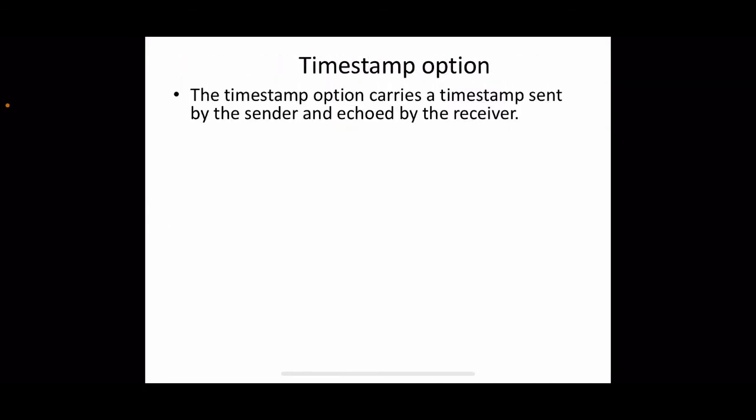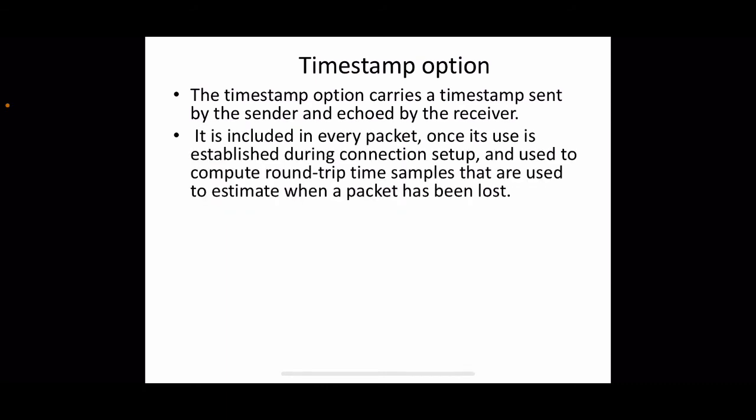Another option is the timestamp option. The timestamp option carries a timestamp sent by the sender and that can be echoed by the receiver. So why do we need such a timestamp option? It is included in every packet once its use is established during connection, and used to compute round trip time samples that are used to estimate when a packet has been lost.